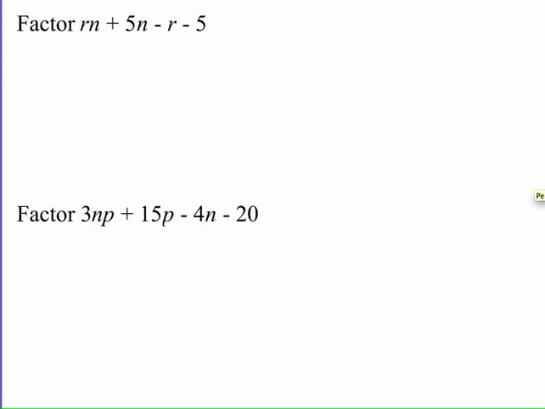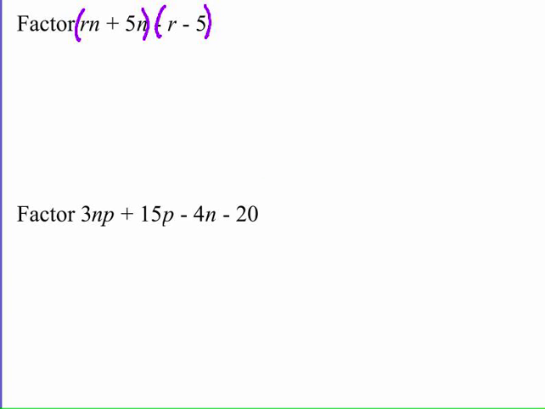Okay, let's look at this one. Factor rn plus 5n minus r minus 5. So I have 4 terms, so I'm going to group. Now notice I've got a negative here. I'm going to group that negative in with the r.